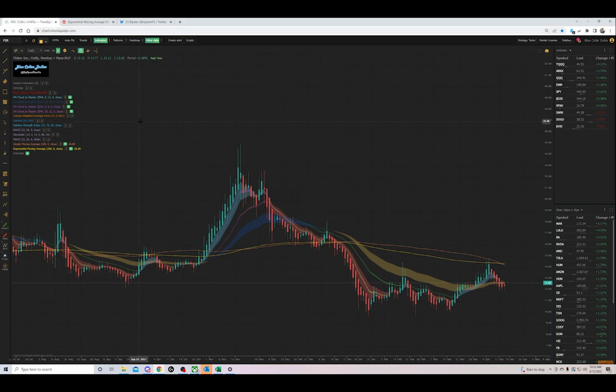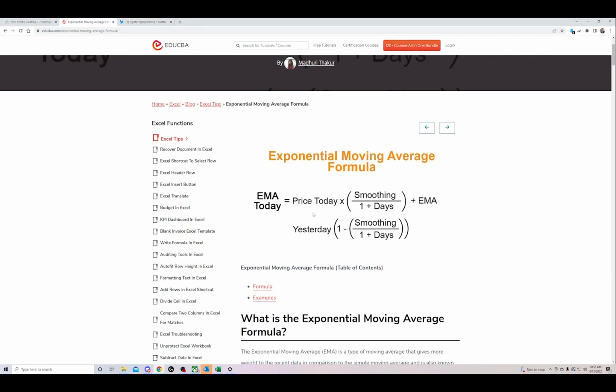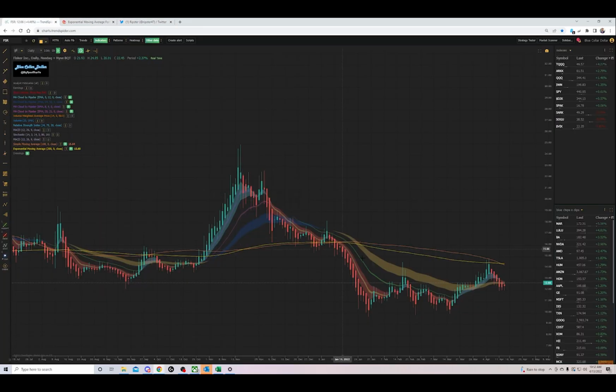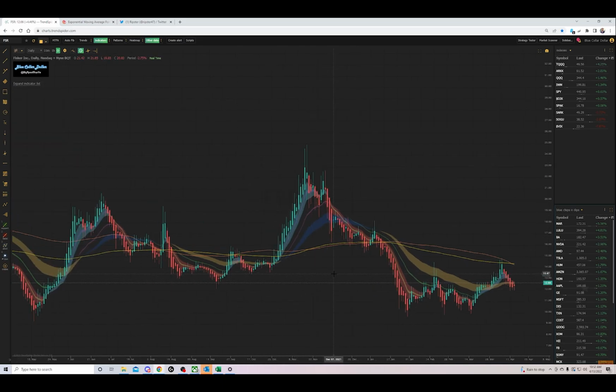Also, they're called the Ripster clouds because they were basically coined by this guy named Ripster. Follow him on Twitter. It's really helpful. Here's the formula for EMA. I'm not going to calculate that for you. So we come back in, we look at the chart, and how do I use these?